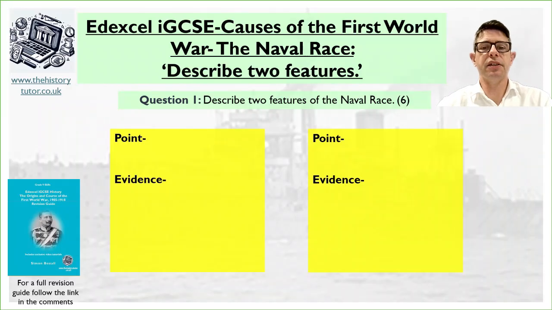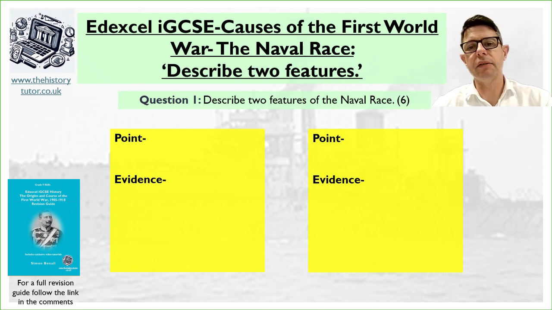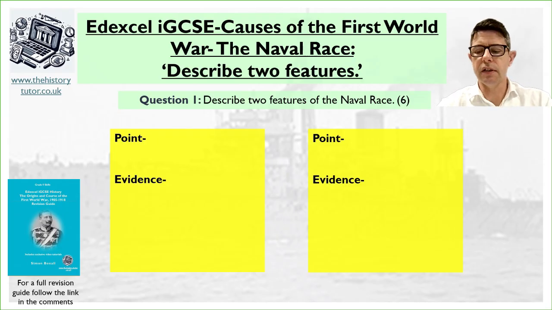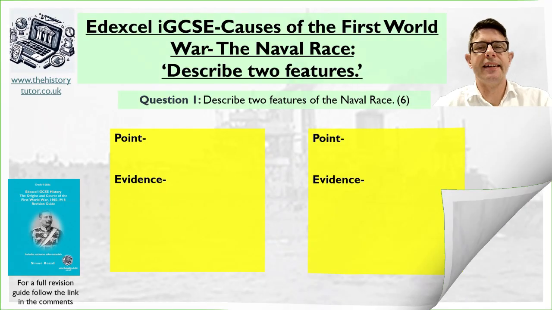So let's have a think now about this question. Look over the naval race information in the revision guide and see if you can find 2 points about the naval race. Things it led to, impacts of it, and then evidence to back that up. So pause me now and fill in your plan of ideas as you did with the alliance system question. Okay, so here's my ideas.